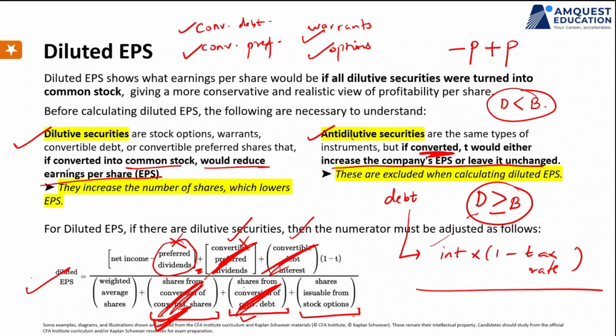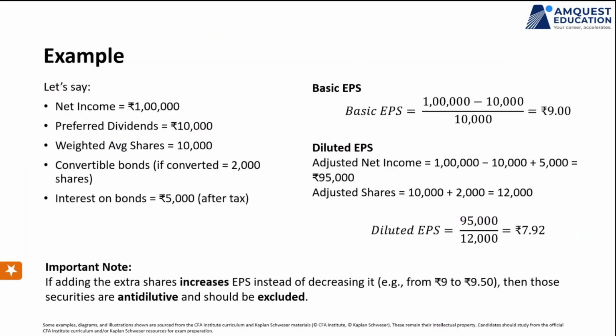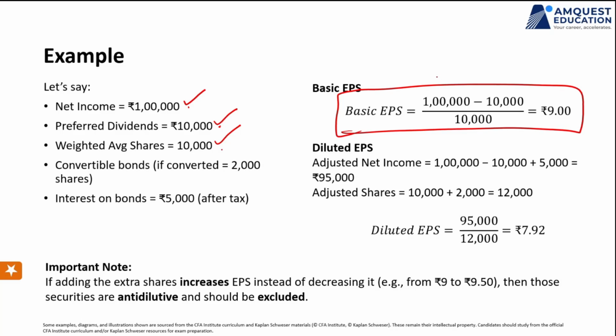Let's take an example to understand this. Now, see, I have an example where it says net income 100,000, preferred dividend 10,000, weighted average shares 10,000. So basic EPS is very easy. Basic EPS will be 100,000 minus 10,000 divided by 10,000, right? Basic EPS will be straightforward. Net income minus preferred dividends divided by weighted average shares, right? So 9,000 is straight. But then we say there is a convertible bond.